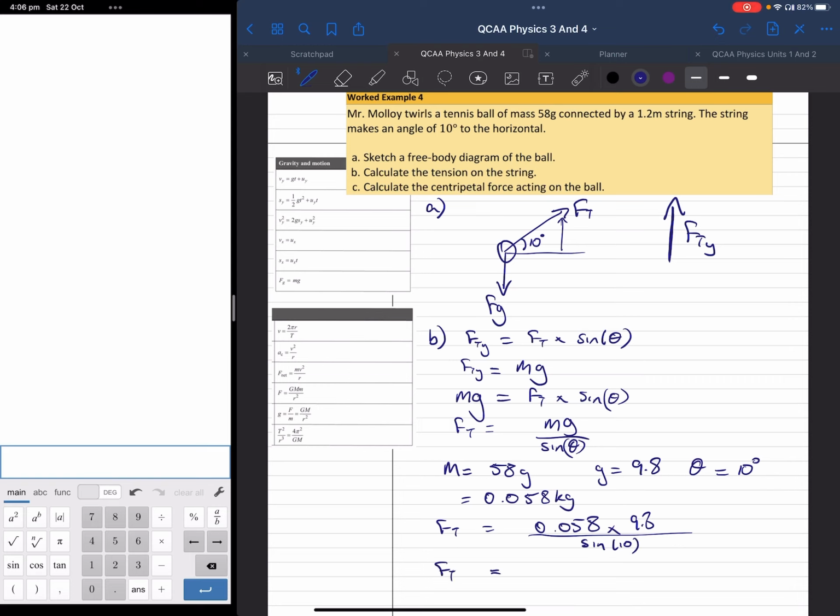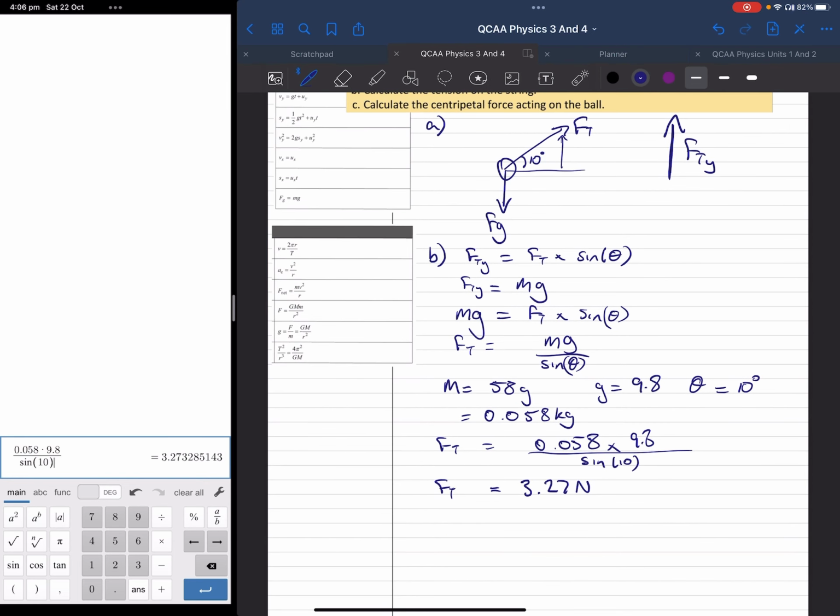And now we just plug and chug. 0.058 times 9.8 divided by sine of 10. And I'm making sure that my calculator is in degrees mode here. Which is 3.27 newtons.